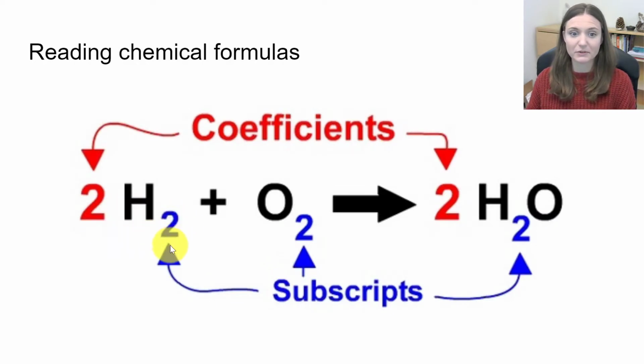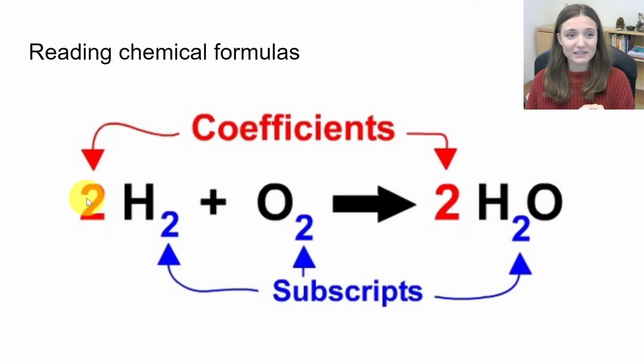So we talked about the subscripts. So the subscripts tell us the number of that atom that's in that specific molecule. So this molecule right here, H2, that means that there are 2 hydrogen atoms in this molecule right here. Same thing with O2, oxygen molecule. There are 2 atoms of oxygen in the oxygen molecule.